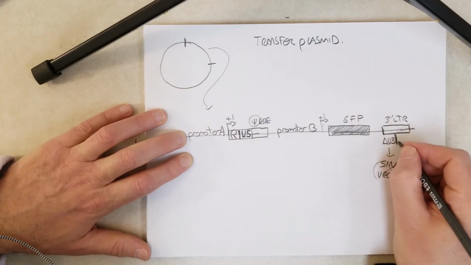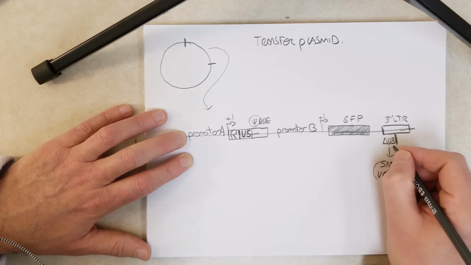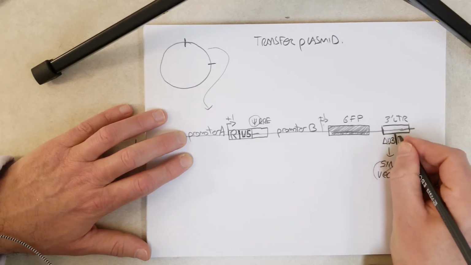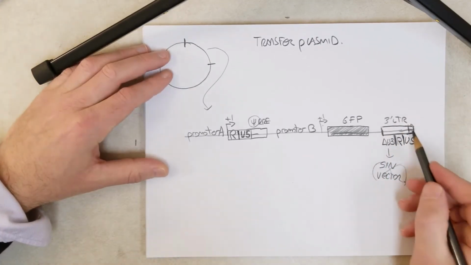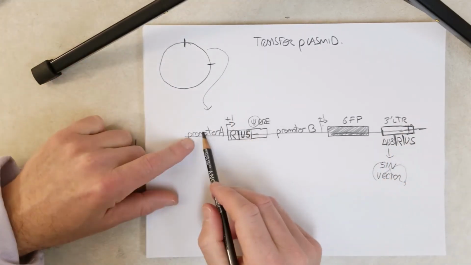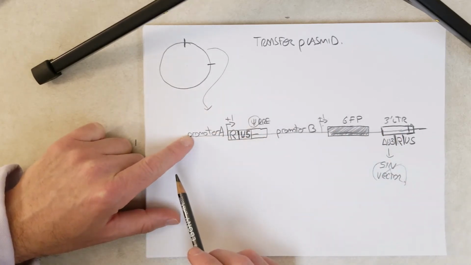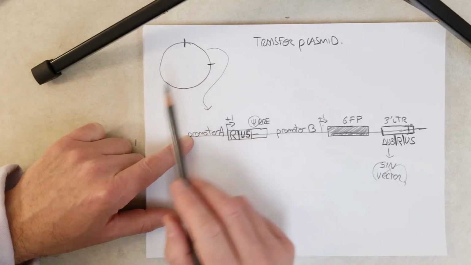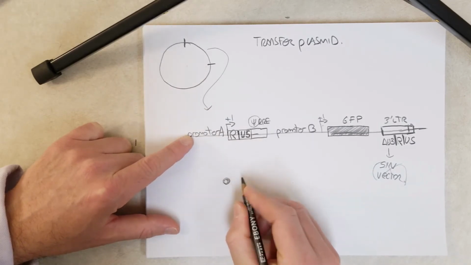So delta U3, the U3 is still there, just some parts of the U3 sequence have been deleted. So sort of a mutated U3 sequence. The R region, and then the U5. Make this a little longer here. Now, when this is transcribed from the transfer plasmid that's in the packaging cell, the RNA is going to look like this.